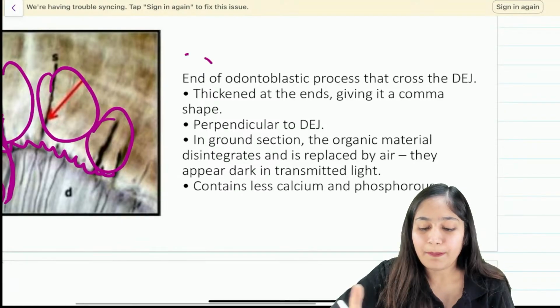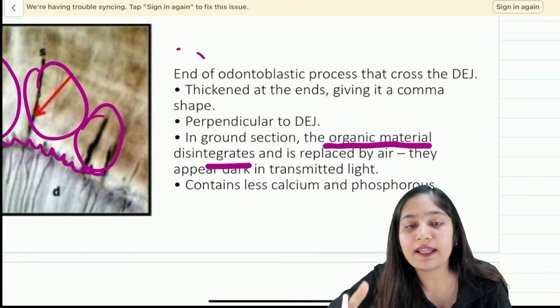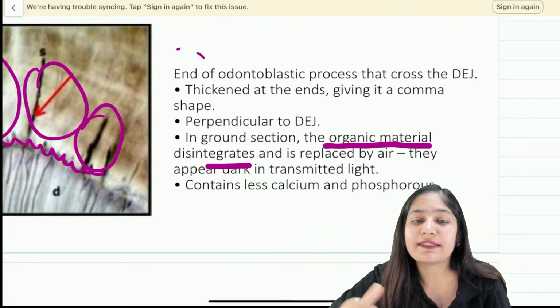Mainly in ground section, what do they contain? Organic material which will disintegrate and be replaced by air, as a result of which they appear dark.